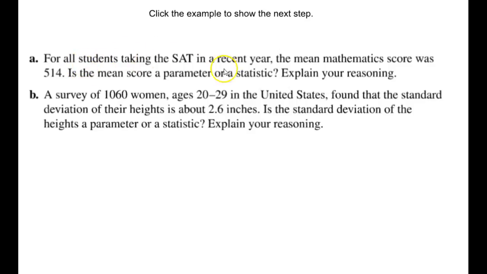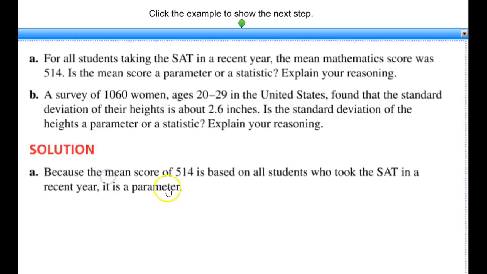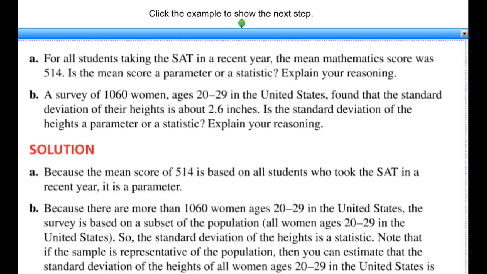So here's our next example. For all students taking the SAT in a recent year, the mean mathematics score was 514. Is the mean score a parameter or a statistic? Explain your reasoning. This mean, 514, is based on all students who took it in a recent year. It's a parameter. Since we're dealing with the population, which was everybody, it's my parameter. So now let's look at B.